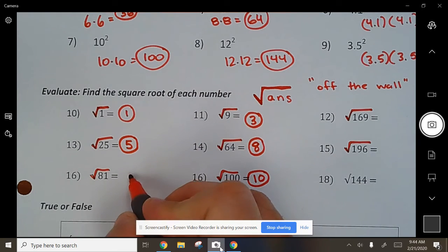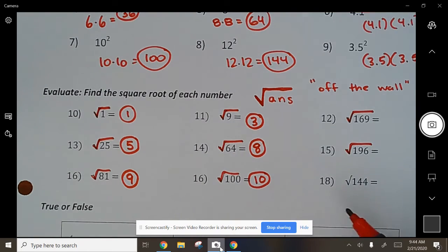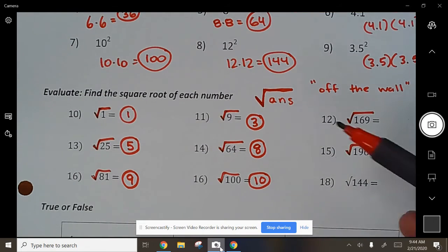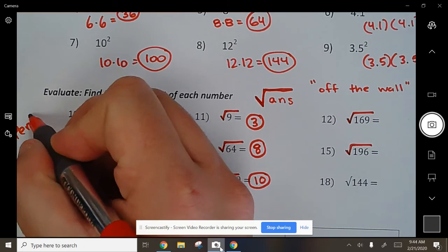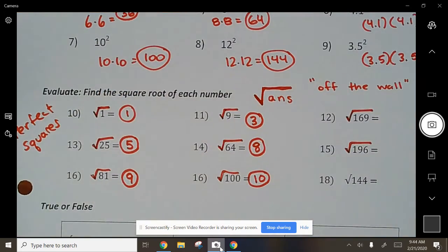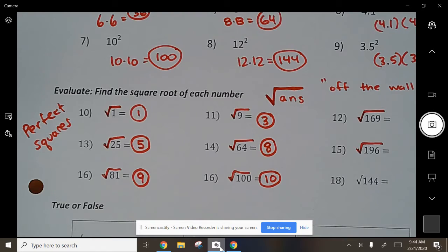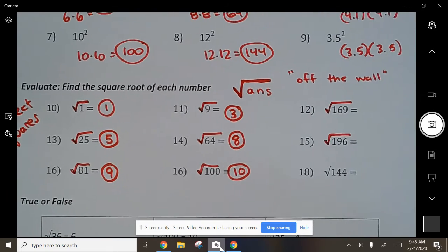Square root of 81. All right, I expect you to know all of these. I expect you to know these. And these are all called, write this on the side, perfect squares, because they work out so nicely and neatly. There's no decimals involved here, nothing crazy. They're all nice, neat, perfect squares. Write that down.